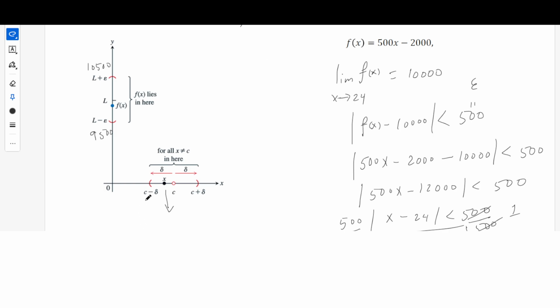You can have one less customer or one more customer. If you do that from your target, which is 24, you could have anything between 23 and 25, and that will help you meet that target for your company. So always try to take this precise definition as a challenge. For any epsilon, can you find the delta such that any value from that interval on the x-axis goes inside the interval on the y-axis?